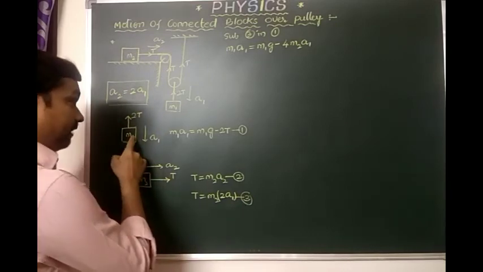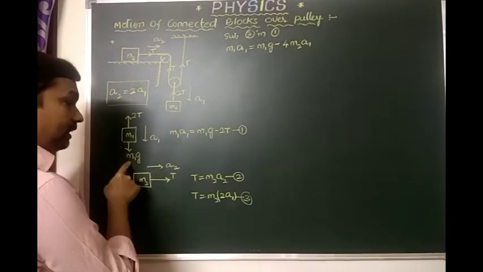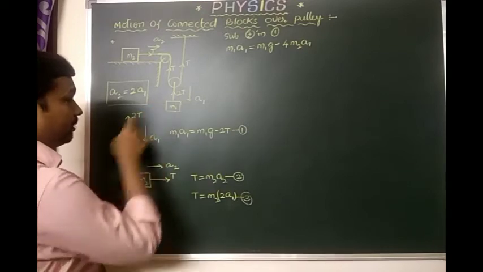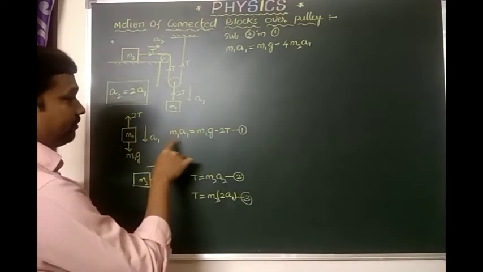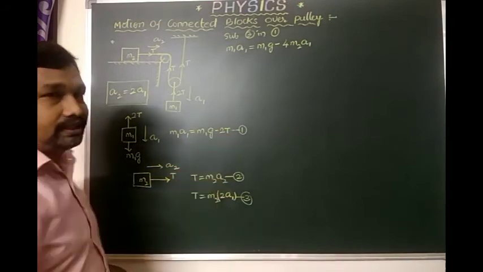And the free body diagram we are considering for M1, M1G, tension 2T is in upward direction, acceleration downward. So we'll get the relation for this. M1A1 is equals to M1G minus 2T.